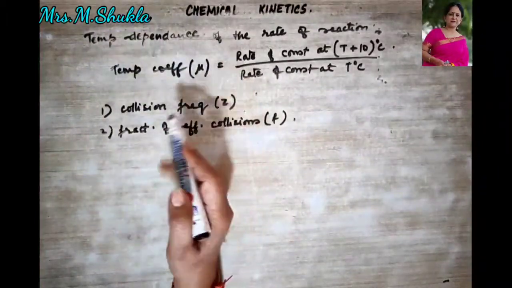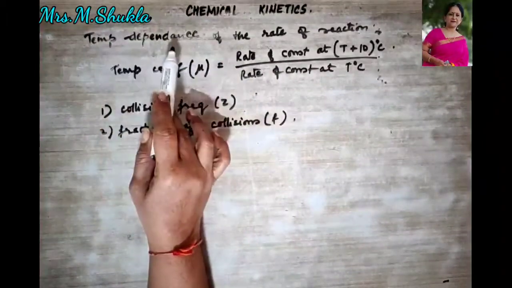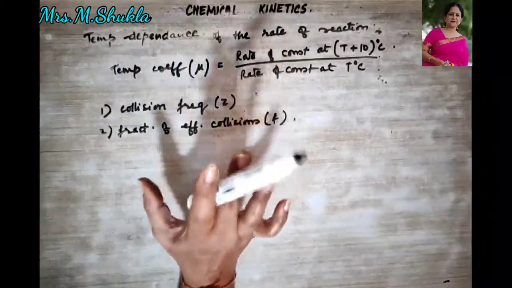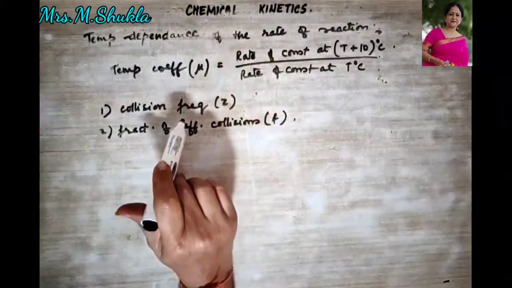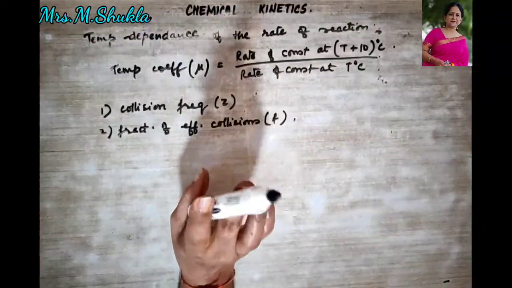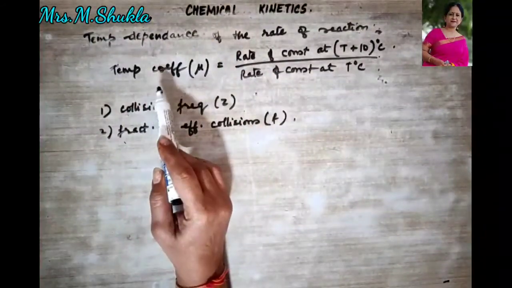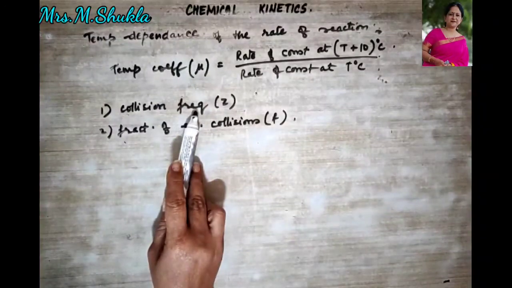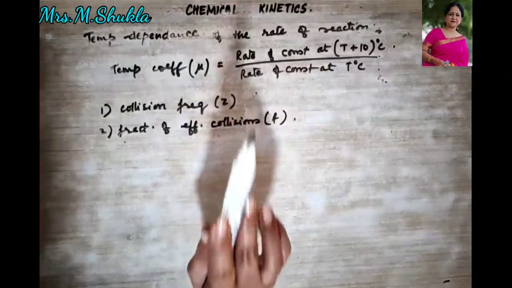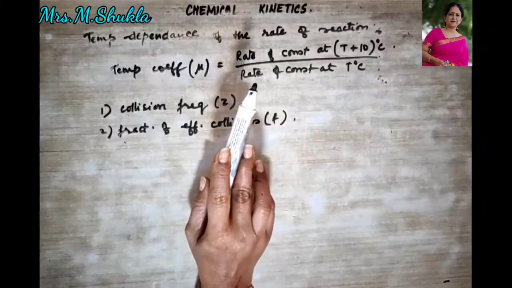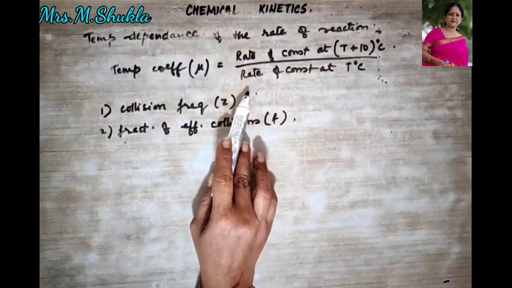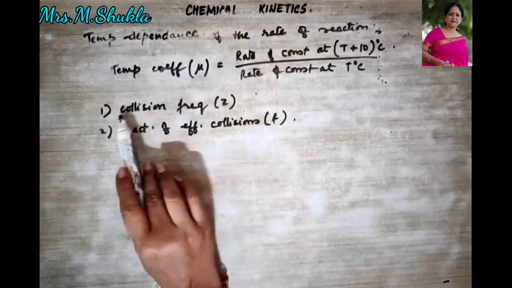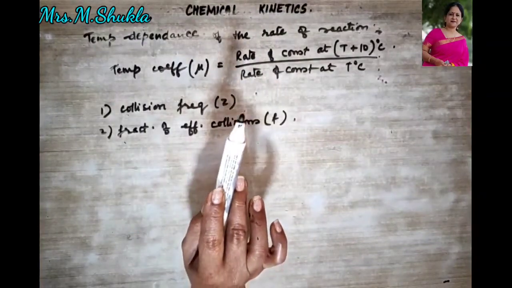So at large, to explain temperature dependence, the increase in the rate of reaction with temperature is brought about due to two factors. What are those two factors? There is an increase in the collision frequency, that is, every 10 degree rise in temperature increases the kinetic energy by 3% only. Okay, so that was collision frequency.